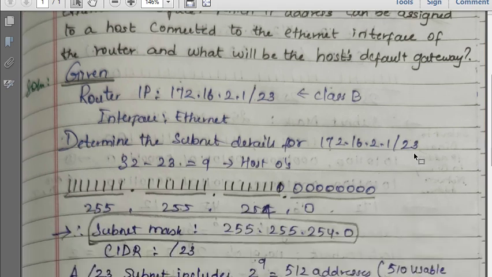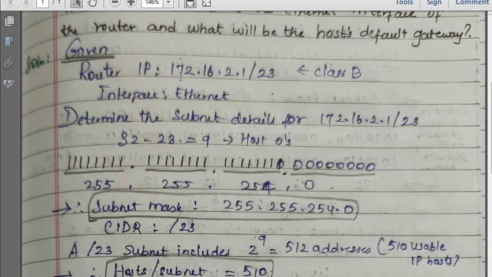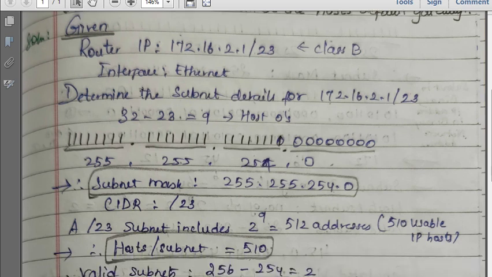Moving on to the solution, given the router's IP address 172.16.2.1/23, it belongs to a class B network. The given interface is an Ethernet interface. In order to determine the subnet details for 172.16.2.1/23, we subtract 23 from the total number of bits, 32, which is 9. So we need to place 9 zeros in the host portion, giving us 255.255.254.0. That is, we have placed 8 zeros in one octet and 1 zero in the next.